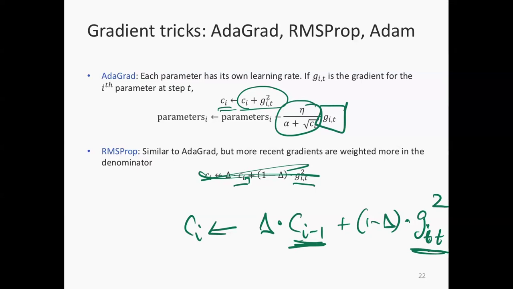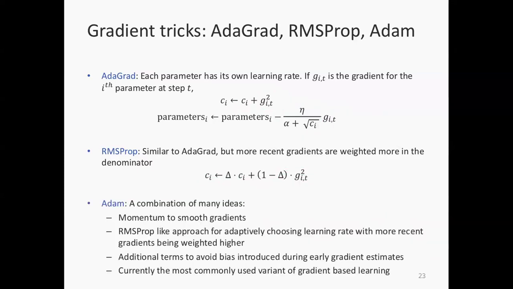ADAGRAD and RMSprop have this idea that you have an adaptive learning rate for each parameter, and that's different from momentum, which changes based on how the gradients work. These two things are independent of each other, right? I could have a weighted average of the gradients and an adaptive learning rate. Well, if you put those two together and add a little bit more secret sauce, you get something called ADAM.